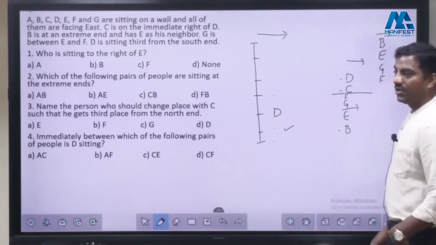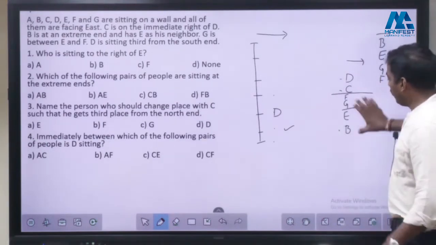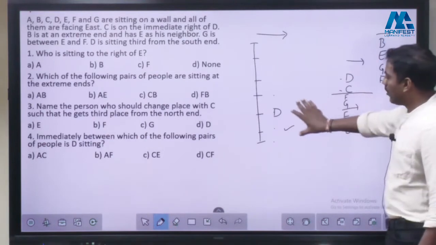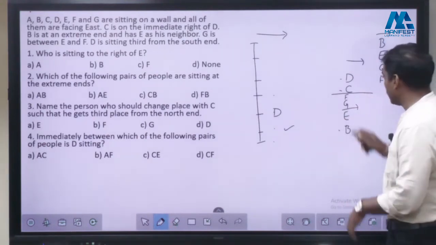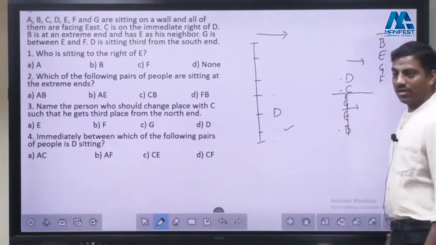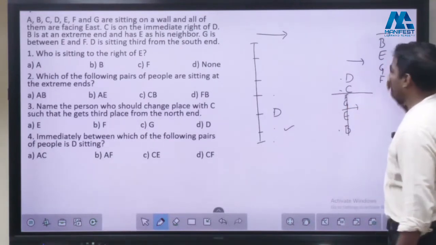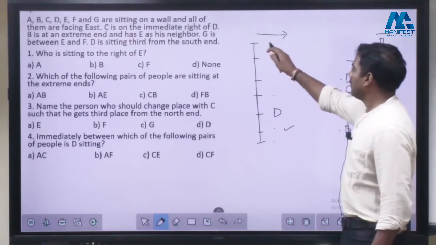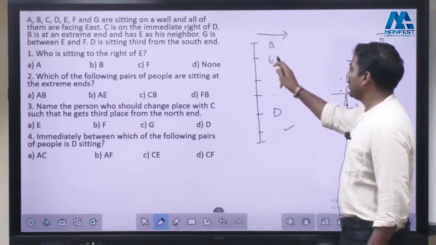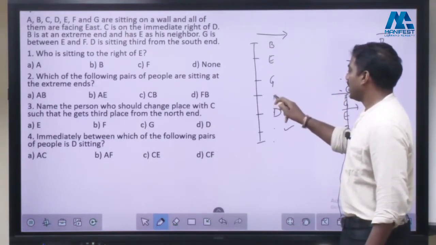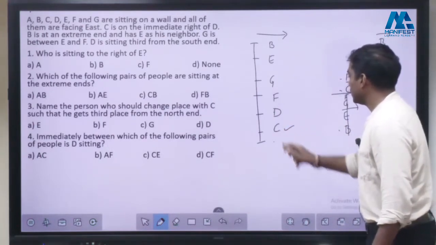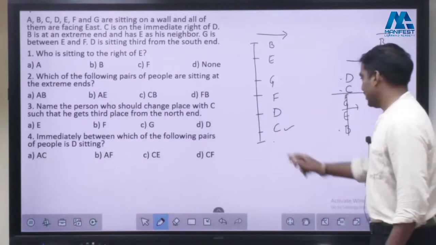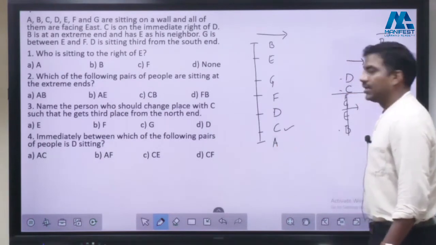Now check. If you take this one, B, E, G, F, they have to be accommodated here. But D is here. So can we accommodate this one? So this is wrong. So now we are left with only this one. So B will come here, E will come here, and G will come here, and F will come here. Then where will C come? So who is left now? E. Done?